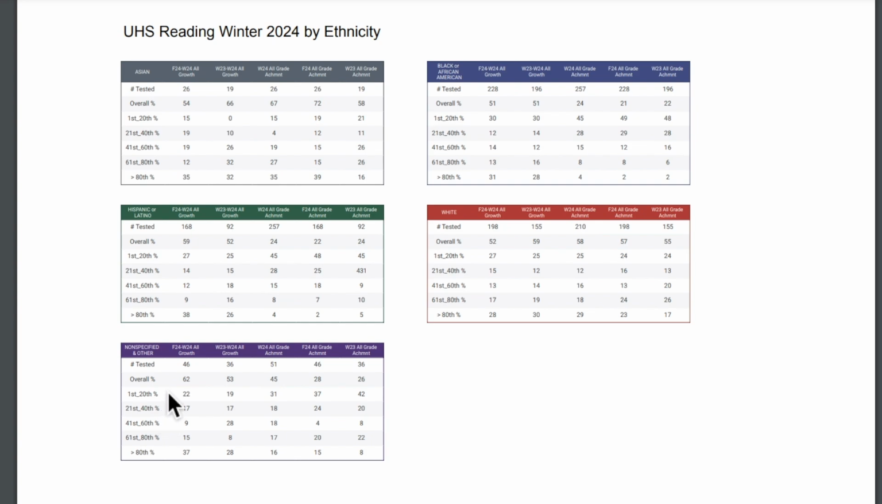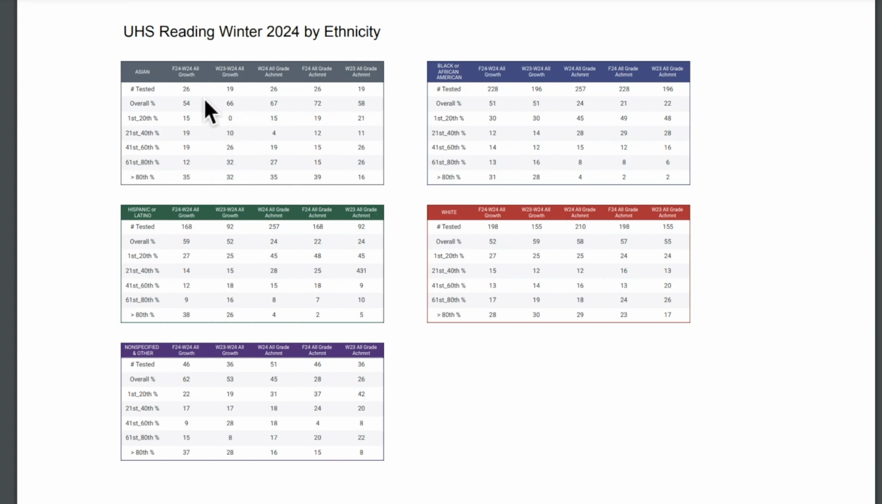That's how they're coded. So the number of students tested, what overall percentage were they in growth or achievement, and then the same categories, where do they fall in the band of differentiated percentiles. So you can look at this data and see some stark differences between certain ethnic groups.